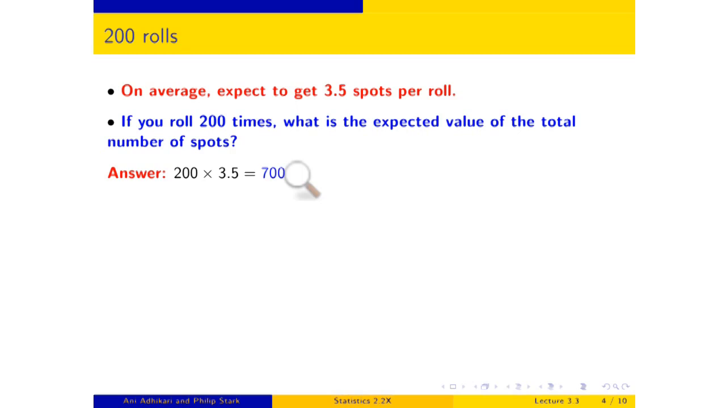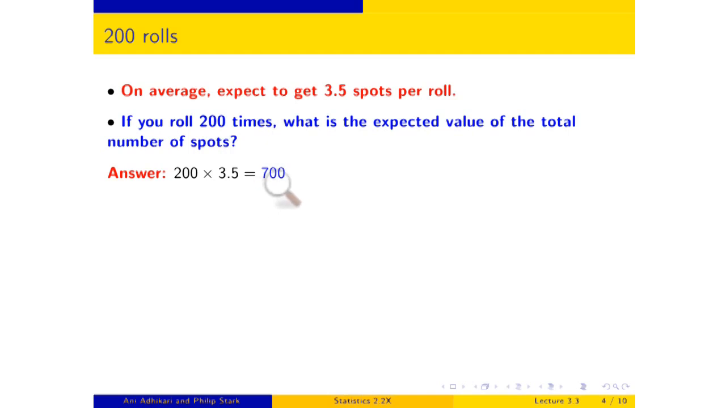The smallest that the total can be is if every one of those 200 rolls gave you a single spot. Now that's not very likely. The chance is 1/6 to the power 200, which is very small. But it's there. The smallest the sum could possibly be is 200. And at the other end, the largest it could possibly be is 1200, when each of the 200 rolls gives you 6 spots.